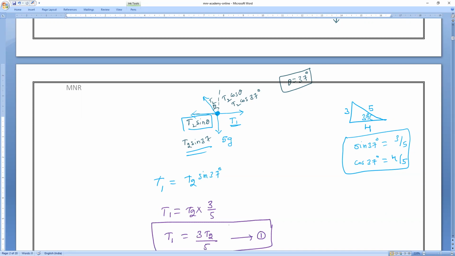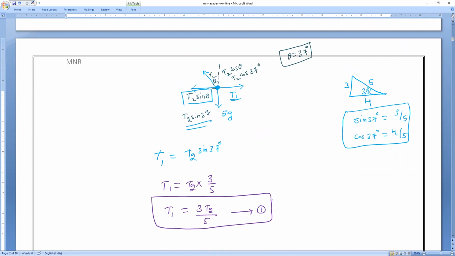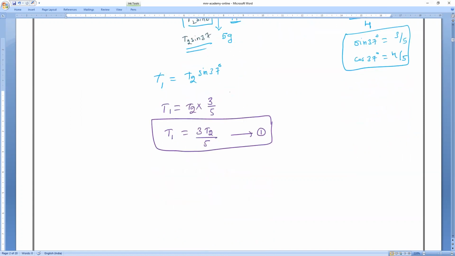The 2 in T2 is a subscript, not a multiplication. Everybody, this is the subscript. Next, T2 sin 37 is equals to what? Forget about this down, up and down. T2 cos 37 is equals to how much?